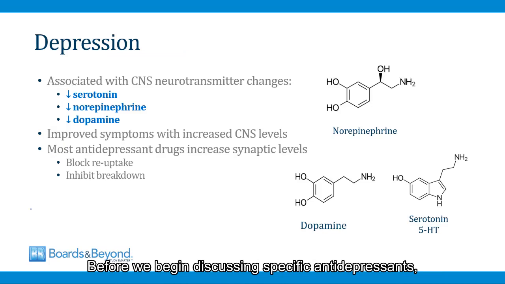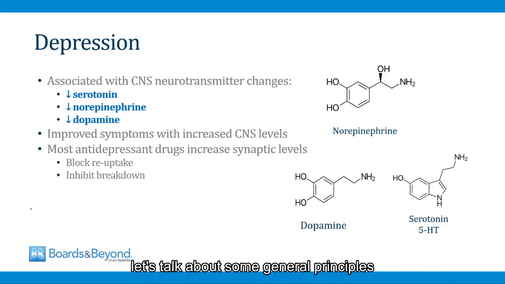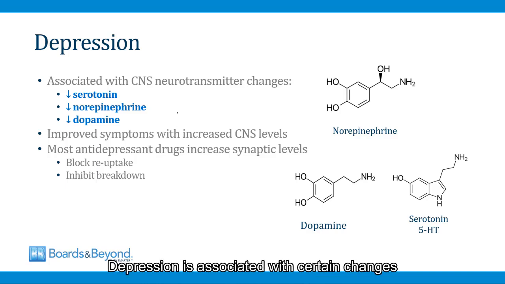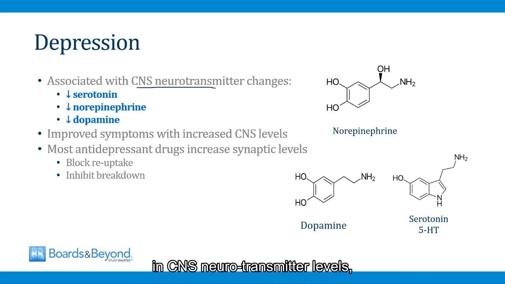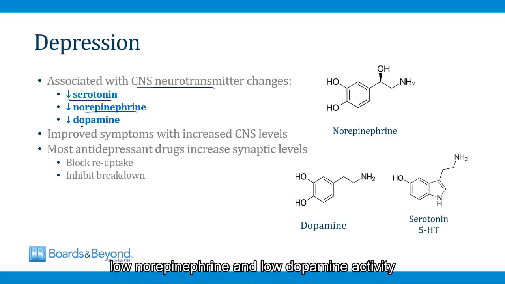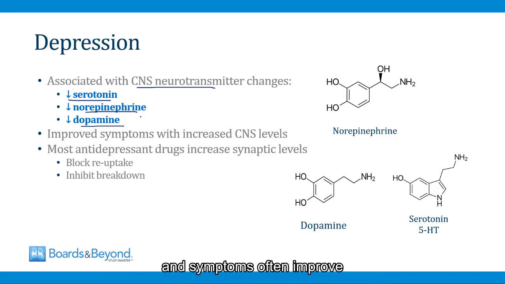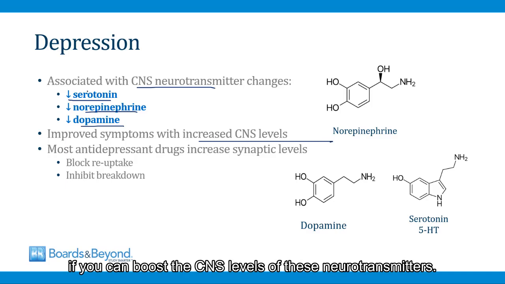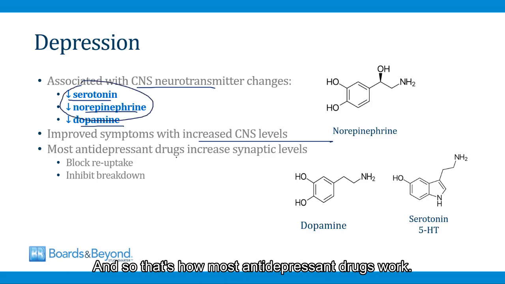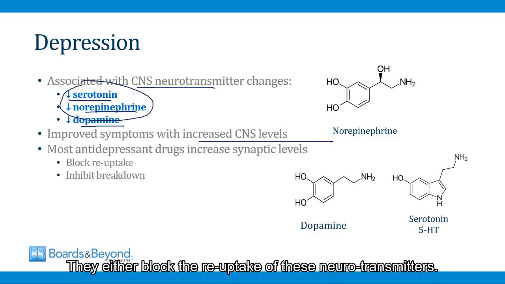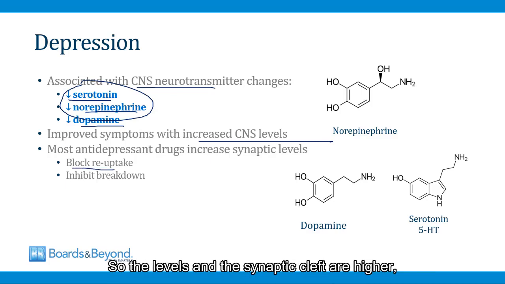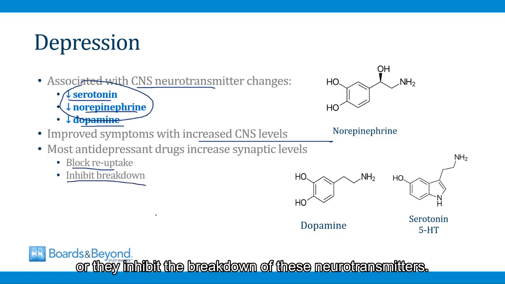Before we begin discussing specific antidepressants, let's talk about some general principles of the treatment of depression. Depression is associated with certain changes in CNS neurotransmitter levels. Specifically, low serotonin, low norepinephrine, and low dopamine activity are all common in patients with depression, and symptoms often improve if you can boost the CNS levels of these neurotransmitters. And so that's how most antidepressant drugs work. They either block the reuptake of these neurotransmitters, so the levels in the synaptic cleft are higher, or they inhibit the breakdown of these neurotransmitters.